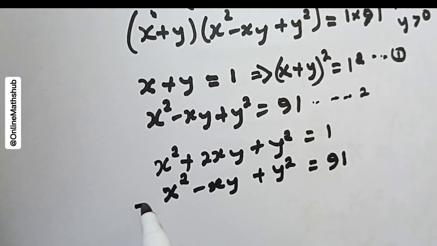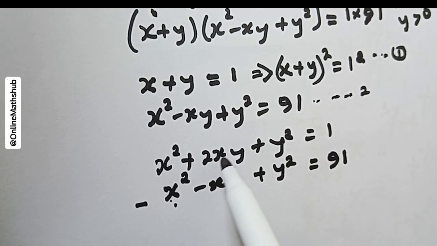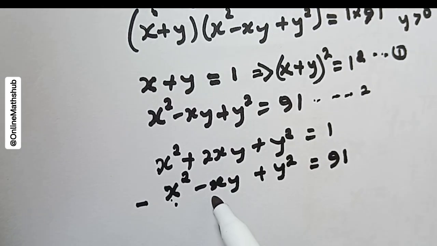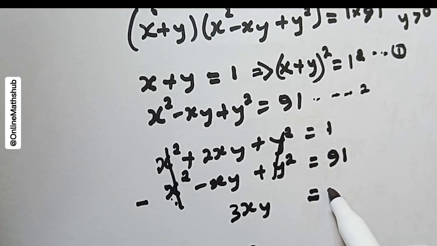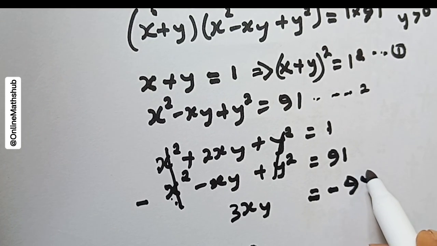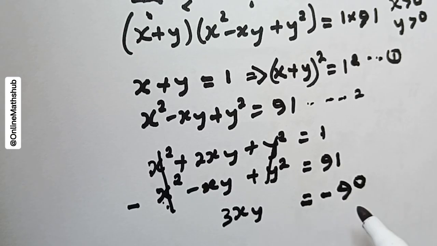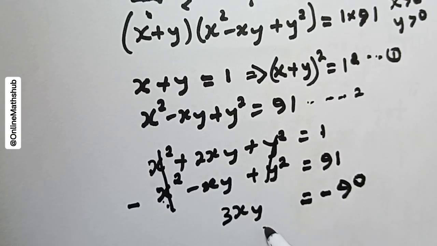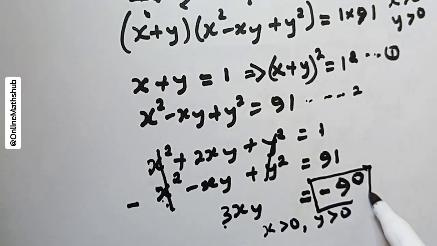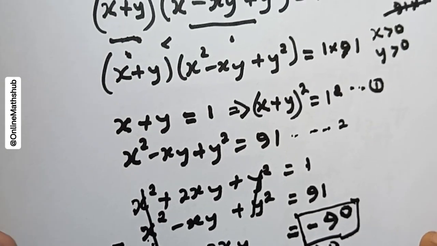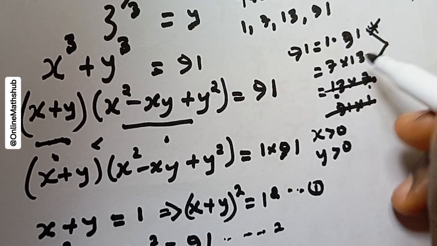Okay, so if I subtract, x² − x² is 0, and then 2xy + xy will give us 3xy, and of course the y² terms cancel. This will be equal to 1 minus 91, which will give us minus 90. So this is what I have at this point: 3xy is equal to minus 90, but this is a problem. Since we said that x is a positive integer and y is a positive integer, there are no integer values of x and y that when you multiply them by 3 will give you a negative value. So the choice of the factors cannot work. So we cannot get a solution for this.